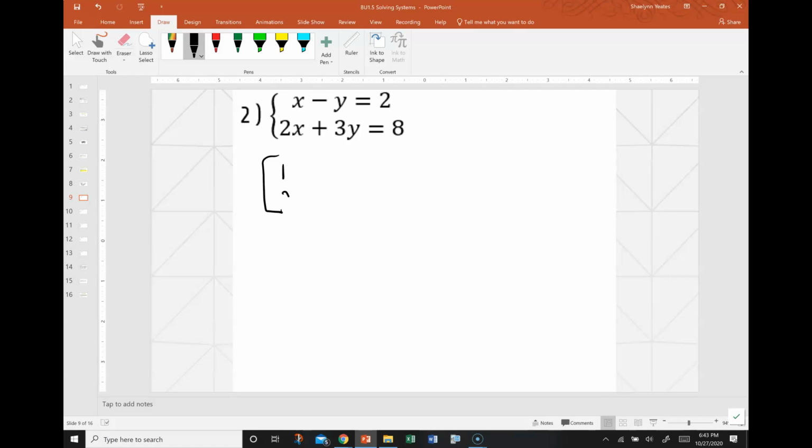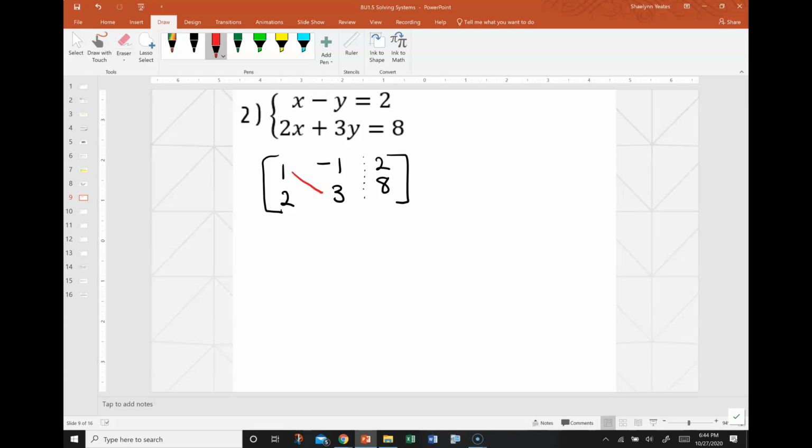So we've got 1 and 2 in the x column, -1 and 3 in the y column. I'm going to put this little dotted line to remind myself, hey, these numbers are after the equal sign. 2 and 8. Okay, this one better have a solution. Otherwise, you've got problems. All right, so first things first, find the inverse of the first part of the matrix.